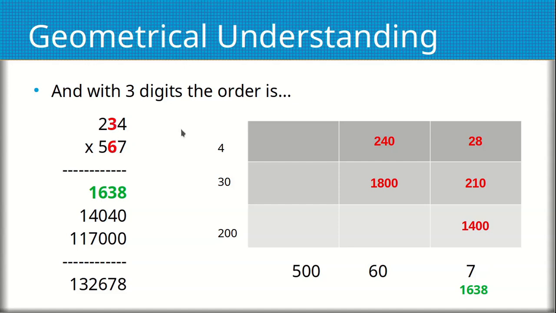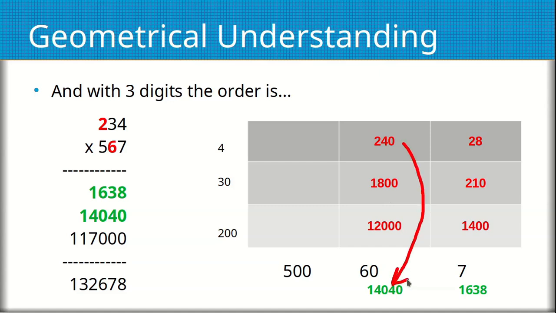Next column over, 6 times 3 is 18. It's got 2 zeros because this is actually 60 and 30. Okay. And then 6 times 2 is 12. And we have 3 zeros because we're actually doing 60 times 200. Okay. And so on for the same. So when we add all this up, we get 14040, which is what we normally get in the second row here when we do the traditional method.